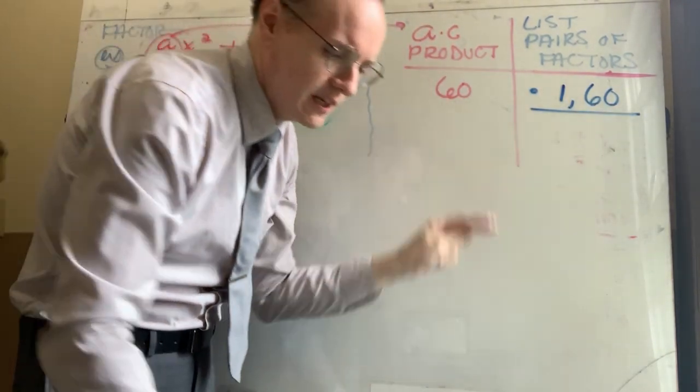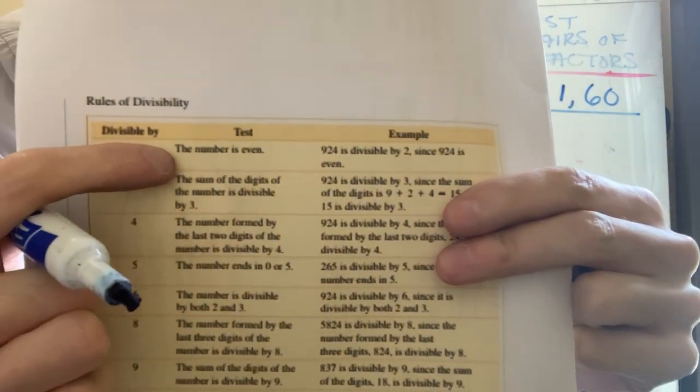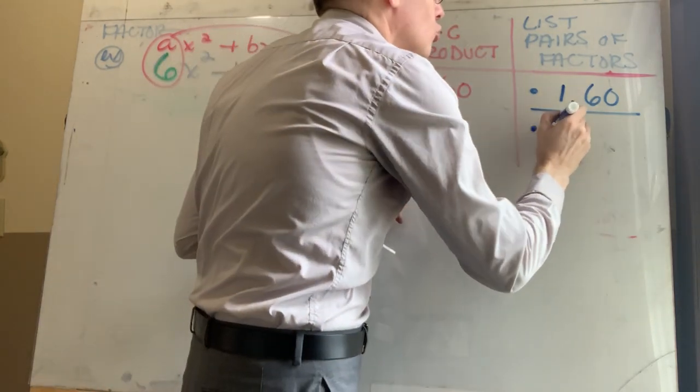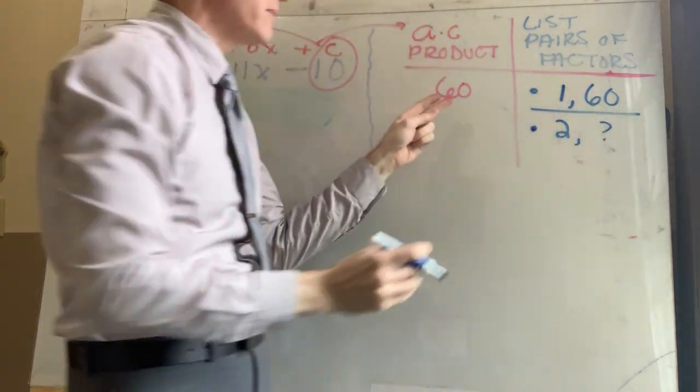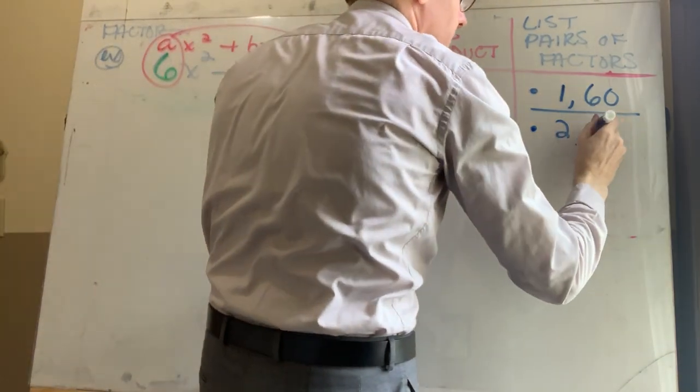Right. This is an even. So if this is an even, it's divisible by 2. Therefore, 2 is a factor. 2 times something would make 60. What's half of 60? 30.